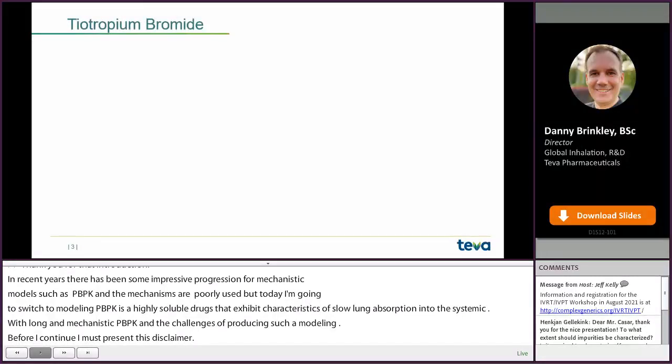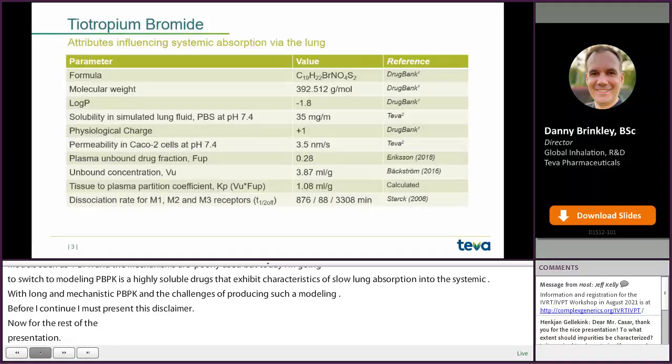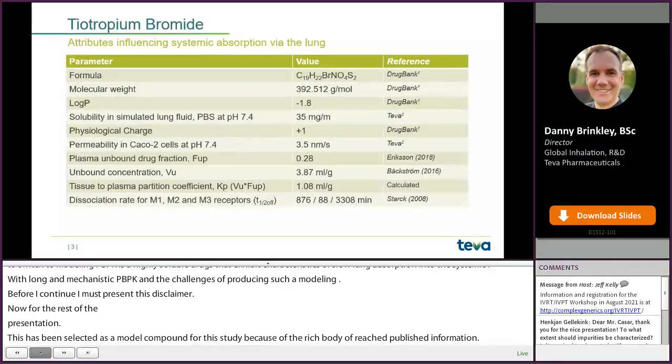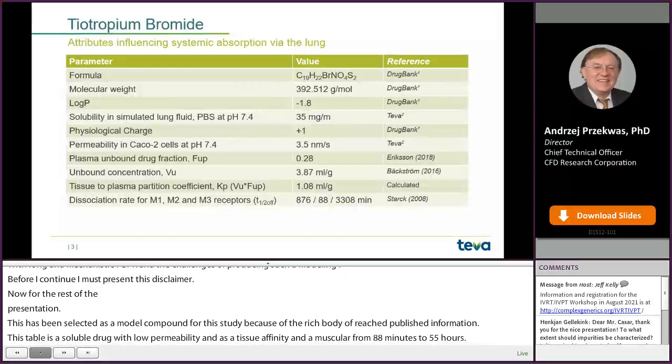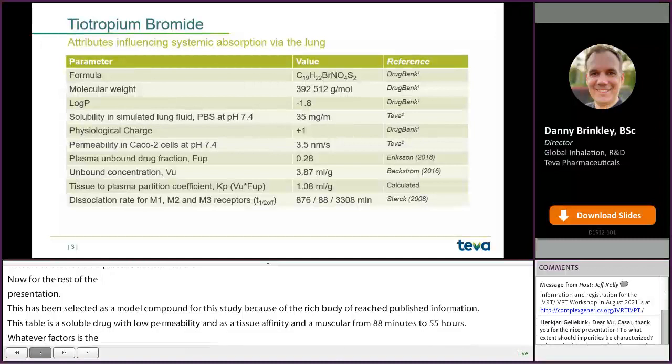Tiotropium Bromide has been selected as a model compound for this study due to the rich body of published information. This table demonstrates that Tiotropium Bromide is a hydrophilic, soluble, cationic drug with low permeability, limited tissue affinity, and a muscarinic receptor dissociation rate ranging from 88 minutes to 55 hours. Another factor to note is the equilibrium dissociation constant for each of the receptors that may determine the extent to which each of the receptors effectively sequester any excess drug.